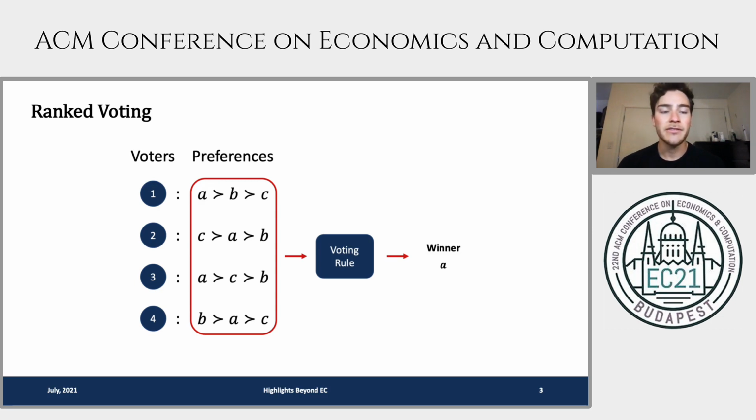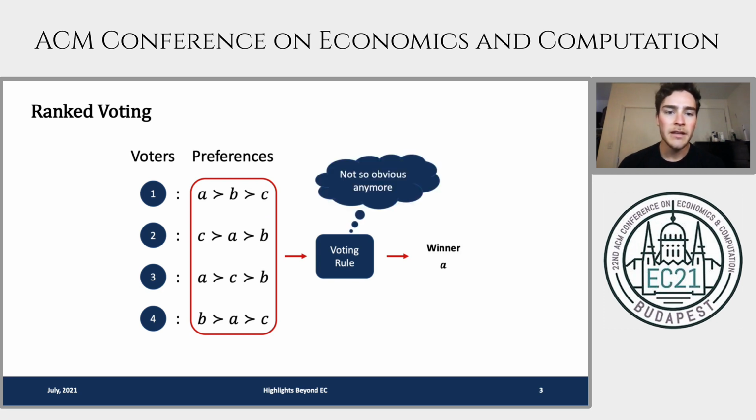And this kind of ranked choice voting is becoming much more popular all around the world. Especially in the US, states like Maine use it for their primaries. And things like the New York mayoral election recently are all using this different kind of input format. But the issue here is that it's not so obvious what rule we should use anymore.